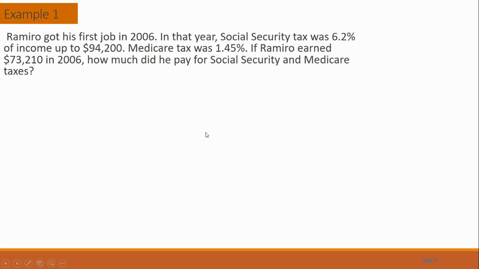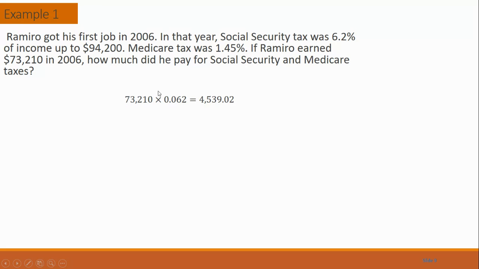For our first example, Ramiro got his first job in 2006. In that year, Social Security was 6.2% of income up to $94,200. So if he made $94,200 or below, you got taxed 6.2%. Medicare tax was 1.45%. If Ramiro earned $73,210 in 2006, how much did he pay for Social Security and Medicare? Ramiro made less than $94,200, which means he is going to be using the Social Security tax as well as the Medicare tax.